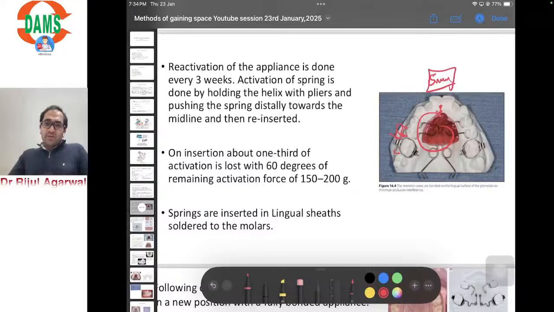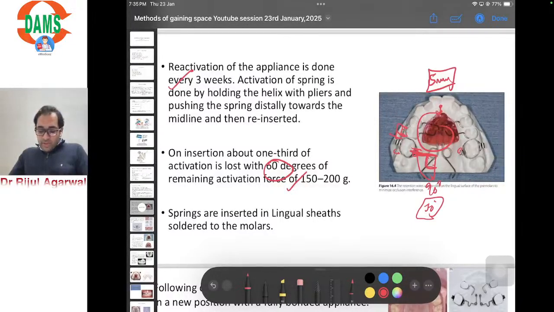How to reactivate this? The reactivation of this spring is, we loosen this spring from the lingual cleats. Using a plier we bend it further and then again reinsert it inside these lingual cleats. It's done every 3 weeks, by opening the helix of the spring with the help of a plier. On insertion, about 1/3 of the activation is lost. Supposedly the spring is here, we open it by 90 degrees, so approximately 30 degrees of activation is lost. So we just get the activation of 60 degrees, and approximately forces of 150 to 200 grams is delivered on 60 degree activation.